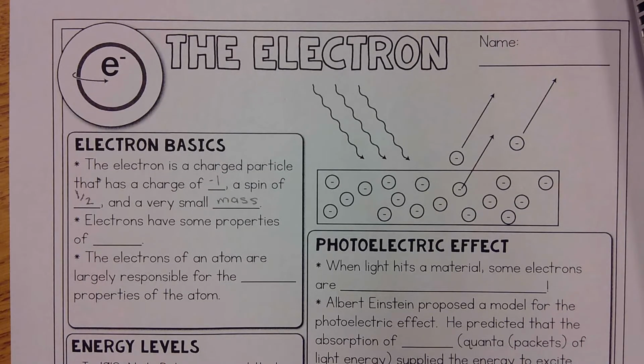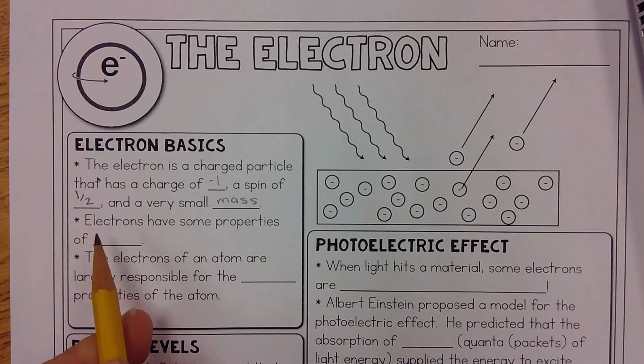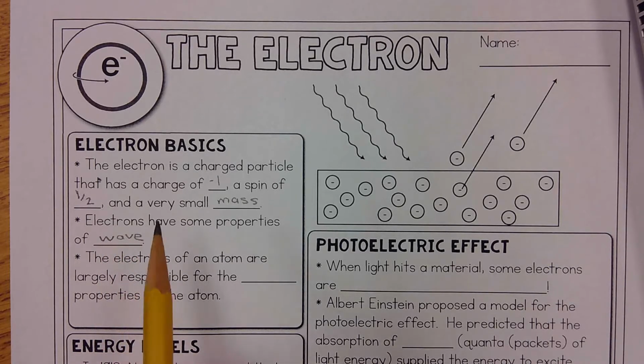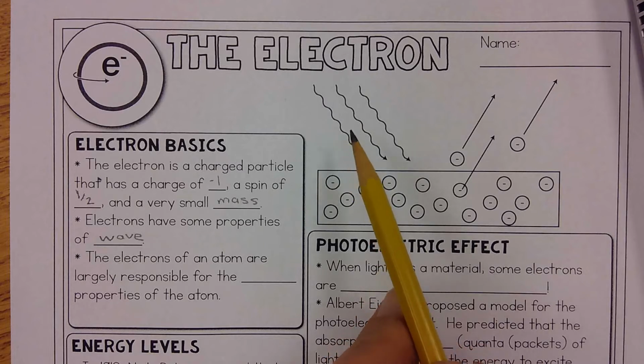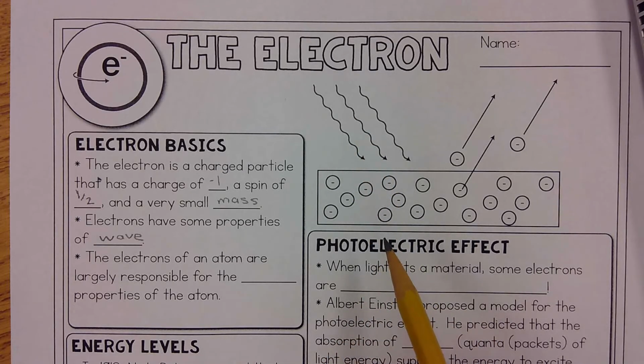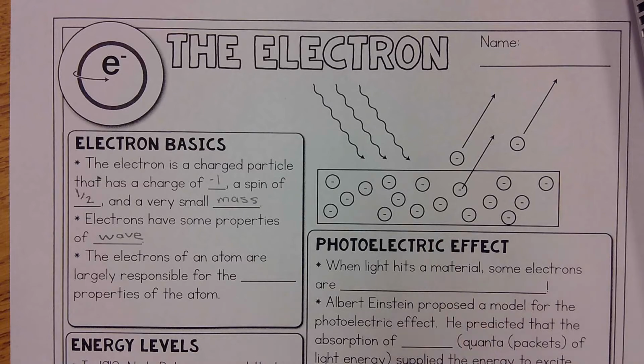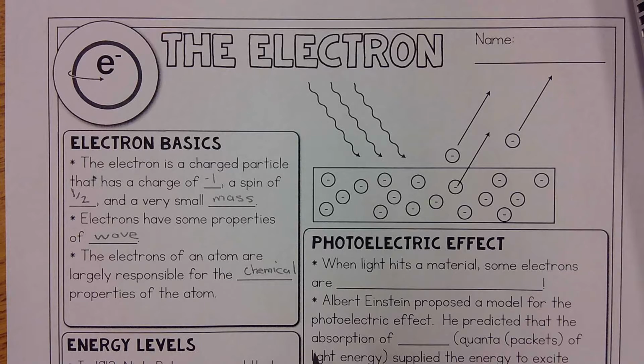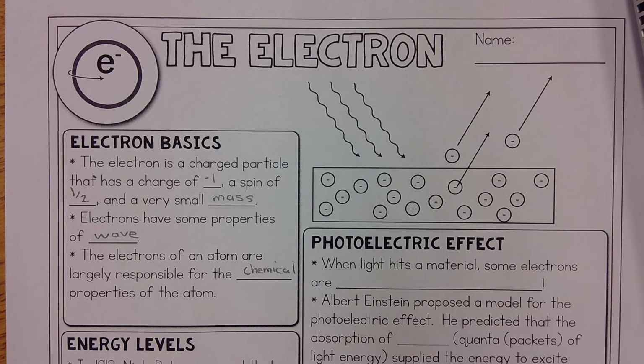Electrons behave differently. Well, I will have you watch a video about that. But electrons do have some properties of waves, just like light, and like you can kind of see in this picture. They do have a wavelength, and they move with some sort of wave-like properties. And like we said before, the electrons in an atom are largely responsible for those chemical properties. So bonding and chemical reactions and all sorts of things like that depend very greatly on the electrons that are in an atom.